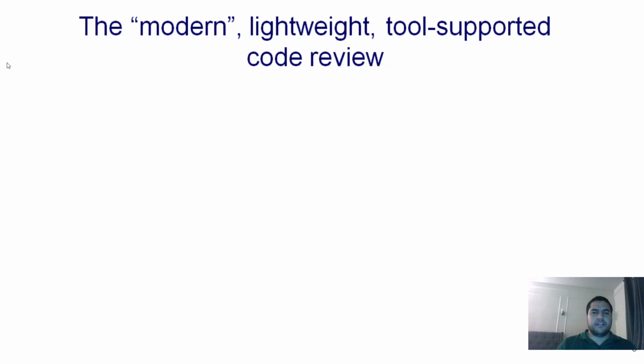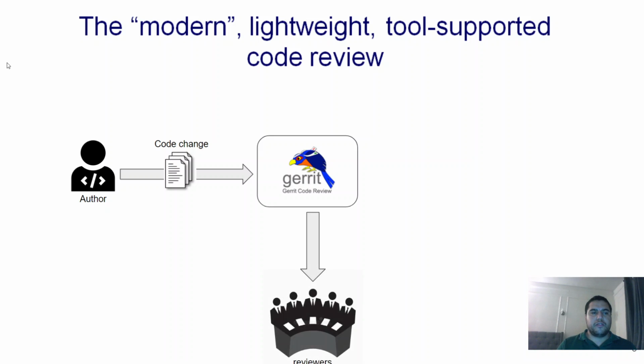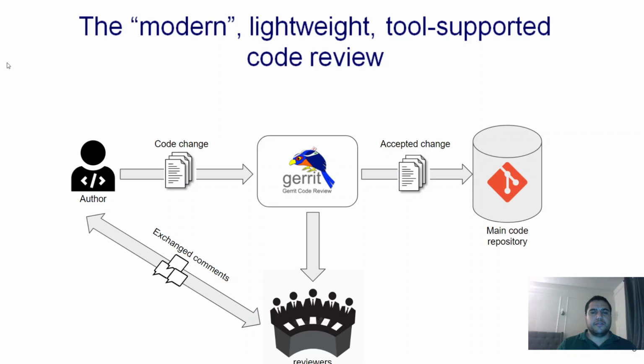We show in this slide the process of modern code review based on the Gerrit code review tool. Essentially, this process starts by an author uploading a code change to Gerrit. Then Gerrit invites reviewers to review this change, and once the reviewers accept, they start exchanging comments and messages with the author to improve this change, and if the change is accepted, it is merged in the main code repository.